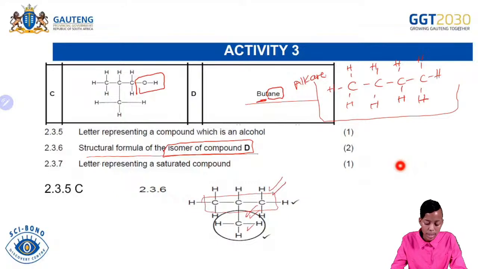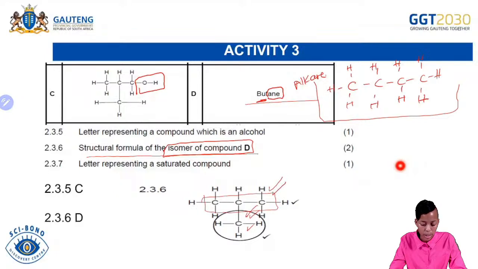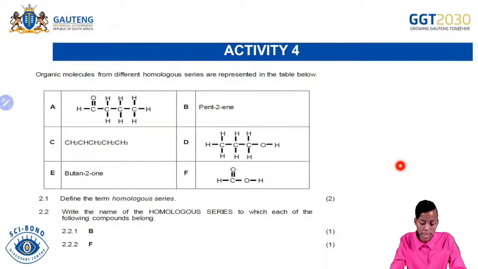Then 2.3.7, it says the letter representing a saturated compound. So remember we said a saturated compound is a compound that consists of single bonds. So that compound would be letter D.